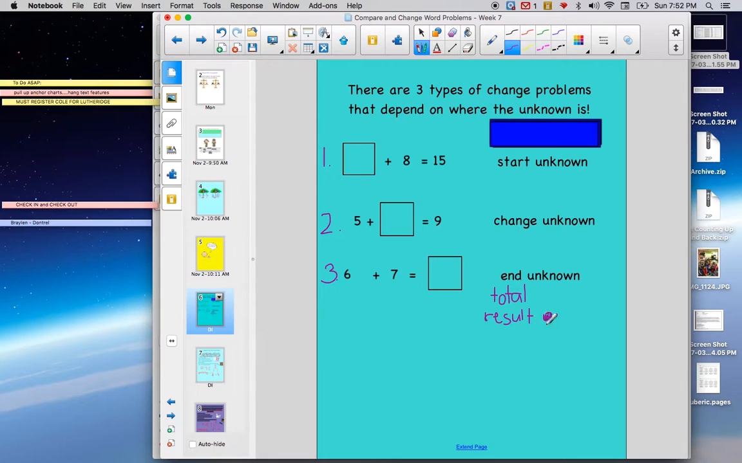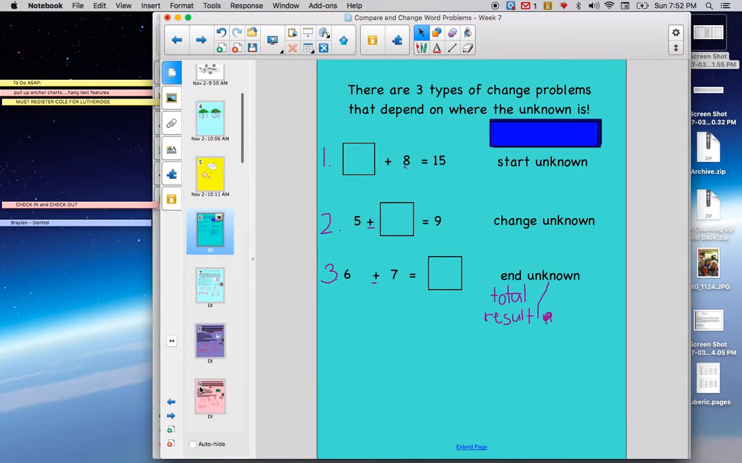Oh, I don't need to write the unknown. It's already there. Result unknown. I know you only saw addition equations here, but it doesn't matter. It's still the same exact thing. If this was box take away 8 equals 15, it would still be a start unknown because the unknown would still be at the beginning.